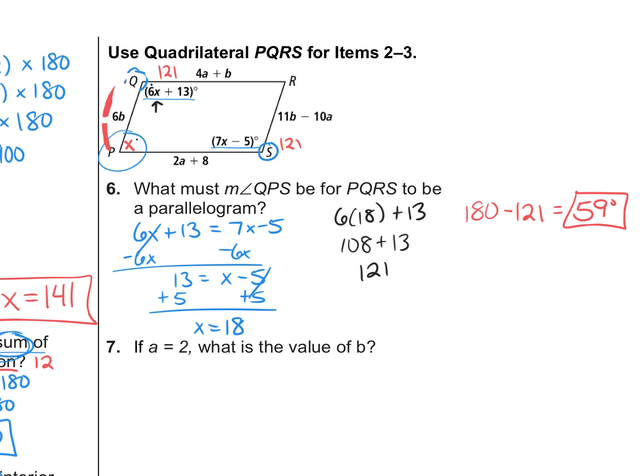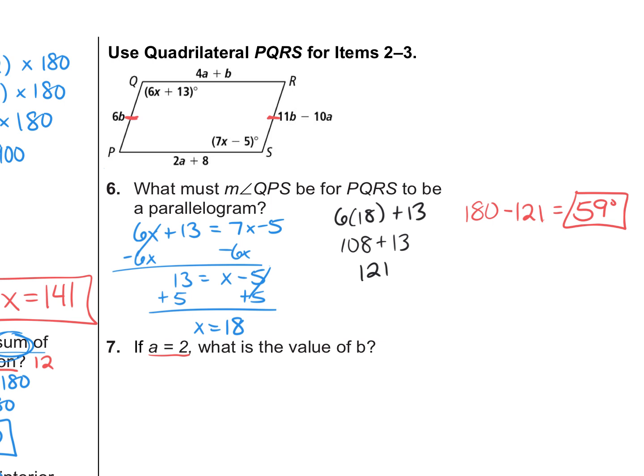Okay, I'm going to erase because we're going to use this on number 7. Number 7 says, if A equals 2, what is the value of B? So this question doesn't really tell us anything about the image other than that A equals 2. So we need to find where A and B are. Are A and B in regards to sides or angles? Sides. Okay, what do we know about sides of a parallelogram? Opposite sides are equal. Okay, doesn't matter which sides I choose. It does not. I'm just going to pick these two sides to work with.